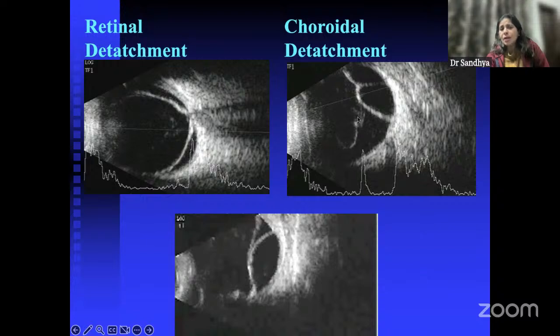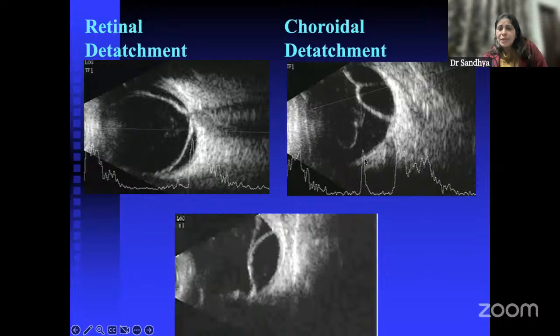There is some overlying retinal detachment also in this area. Full or not, I don't remember. This was an old picture. So that's what we have to see, whether the extent of RD is complete or not. But definitely we are seeing a choroidal detachment here in this scan.